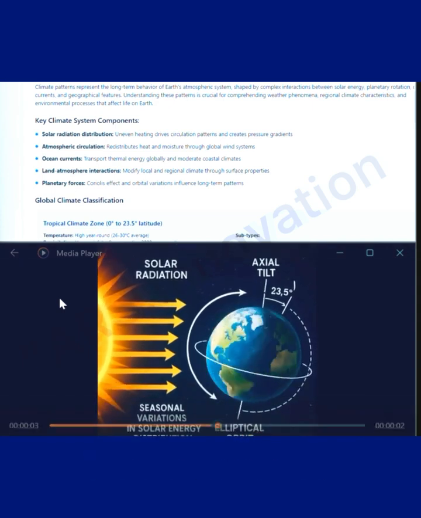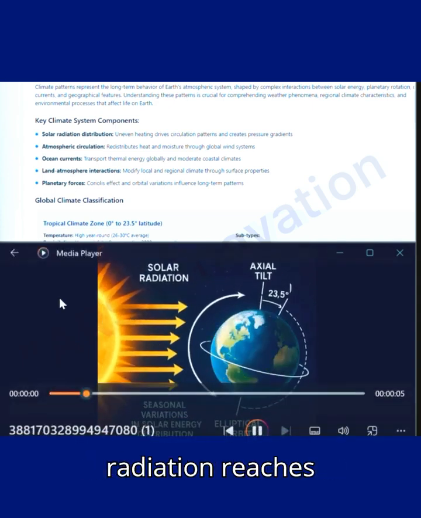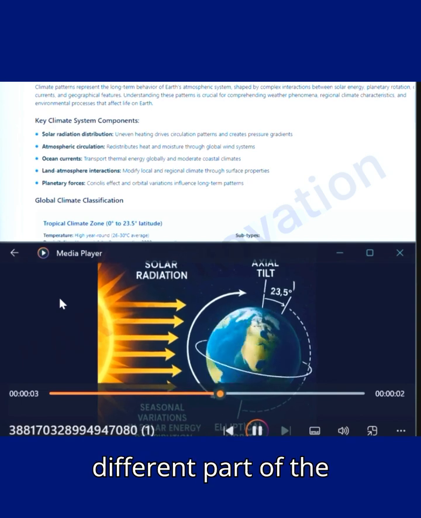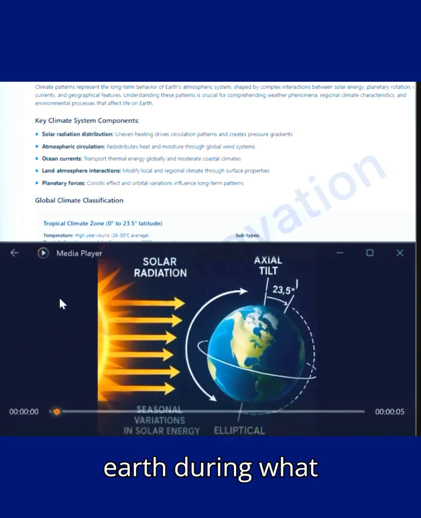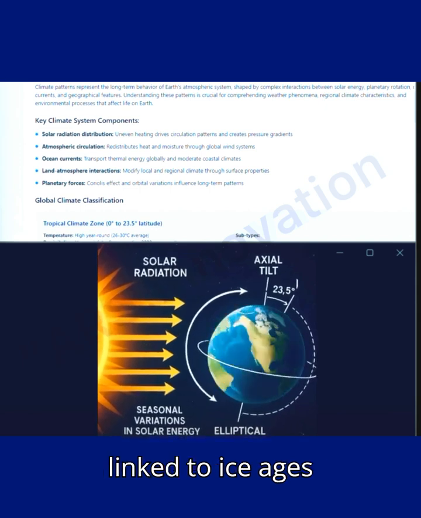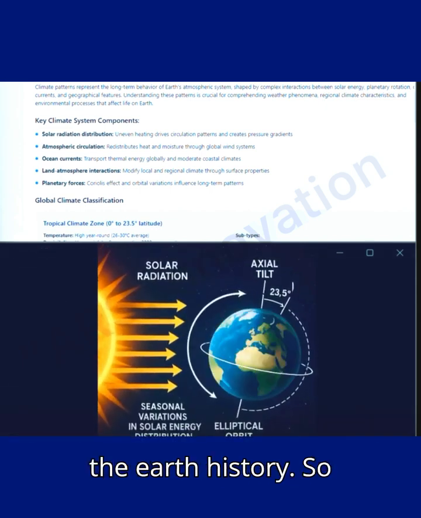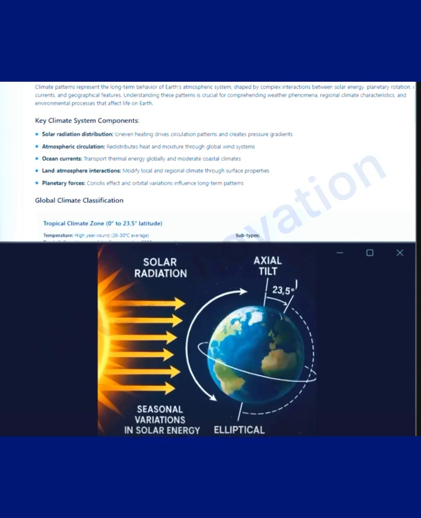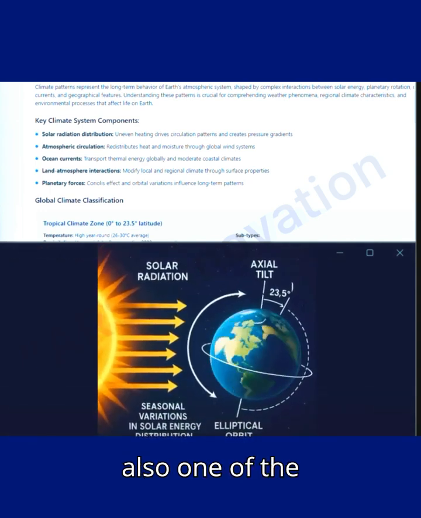Earth's tilt and orbit variations we call the Milankovitch cycle. They affect how much solar radiation reaches different parts of the Earth during different seasons. These variations are linked to ice ages and warm periods in Earth's history.